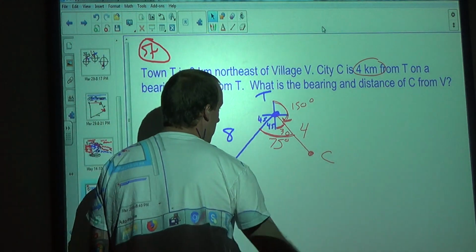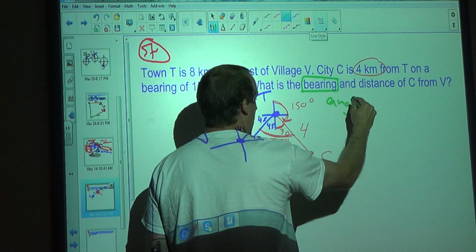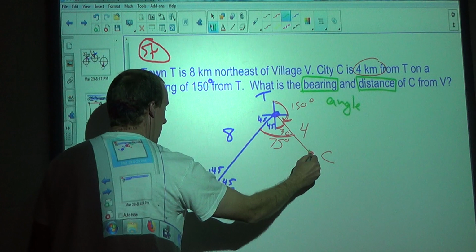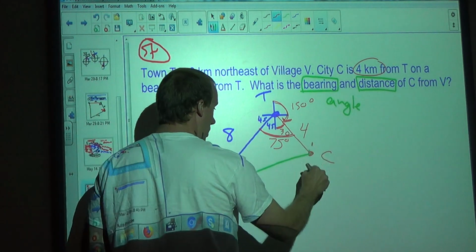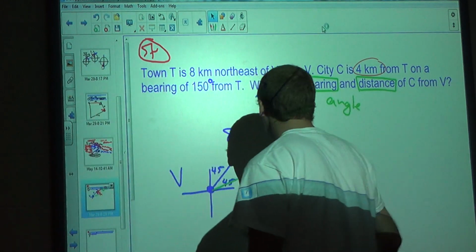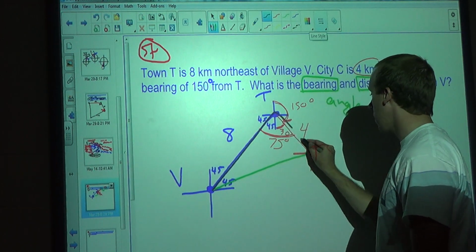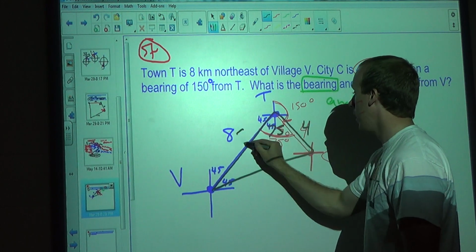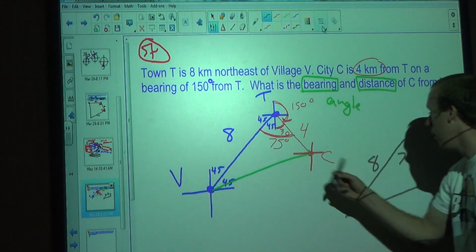Now the question is, what is the bearing? So now we need to know the angle. Bearing is the angle, and the distance from here back to here. Okay? So we don't know this angle down here. What I'm going to do is I'm going to again redraw my triangle. We'll draw it in black, and then label the things I know so I can kind of see what's going on here. This is 75, this is 4, that's 8. Okay, so here's the information that I know from that triangle.